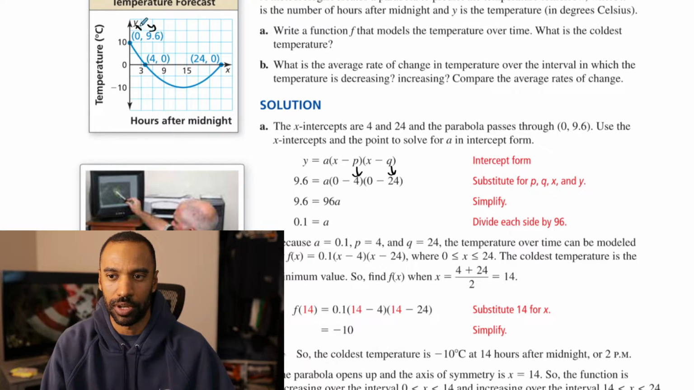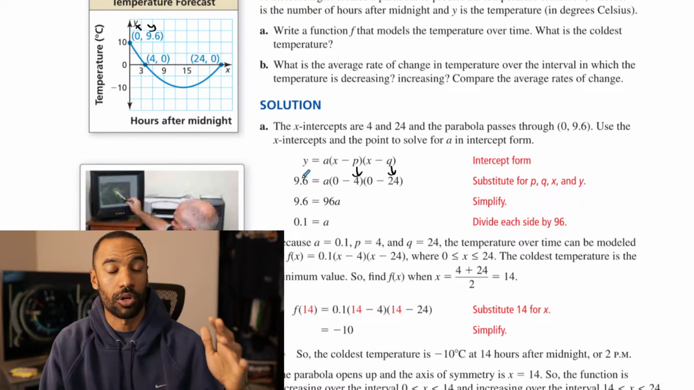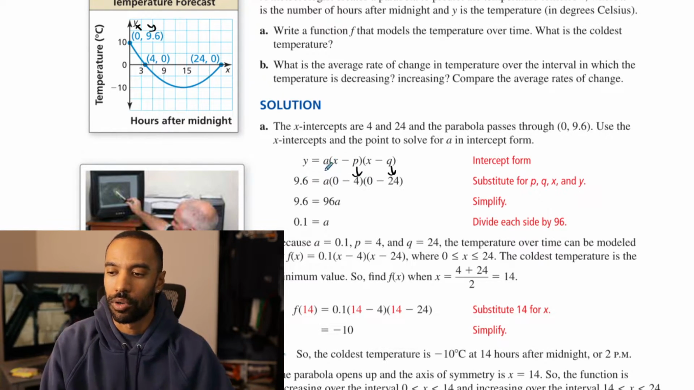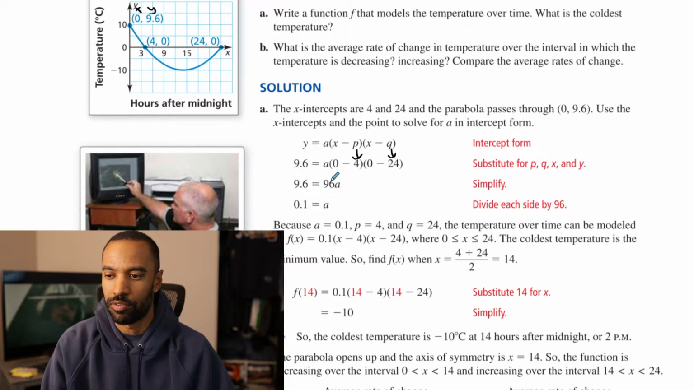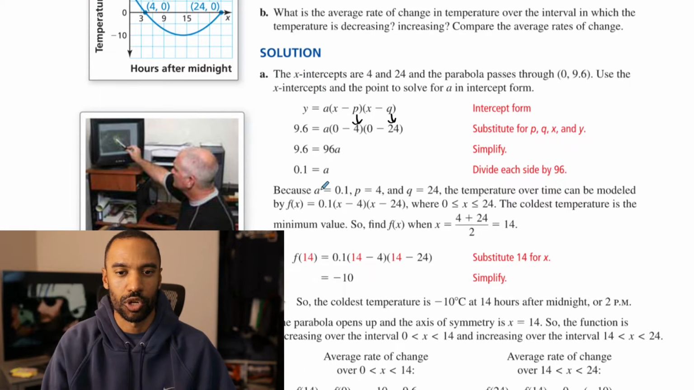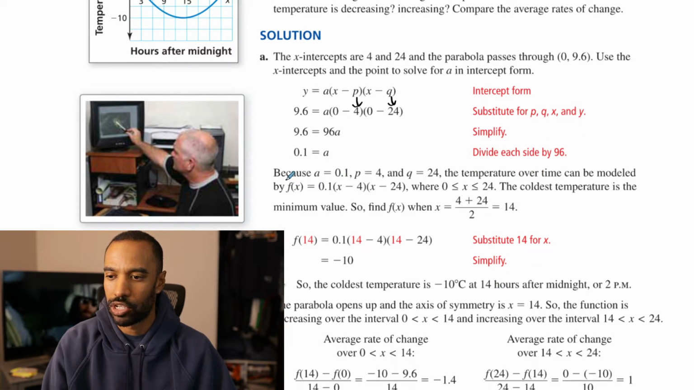Otherwise, you have an x, y value right here. This is a solution to your equation. (0, 9.6), plug in 0 for x, 9.6 for y. Your goal is to solve for a. So you do the work, right? Clean the stuff up. You divide both sides by 96. Apparently get 0.1 for a. So now our equation is modeled like this. This is for the entirety of the graph.